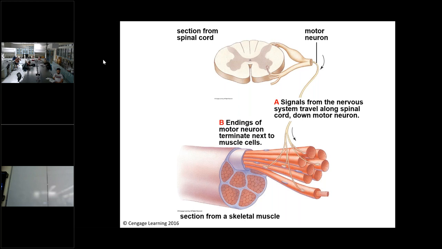The endings of the motor neuron terminate next to these muscle cells. Now know this: they don't touch. So the spinal nerves don't touch the muscle. There's a space, there's a gap. This gap is going to allow for chemicals to go from the spinal nerve to the muscles themselves. Those chemicals will then allow for changes to take place and lead to those myofilaments connecting, and then to cause sliding to take place.